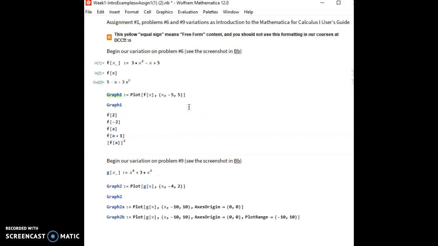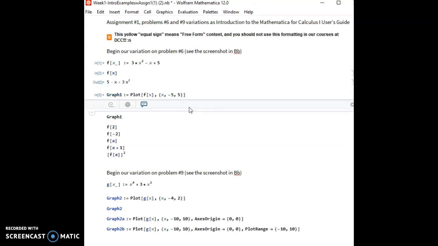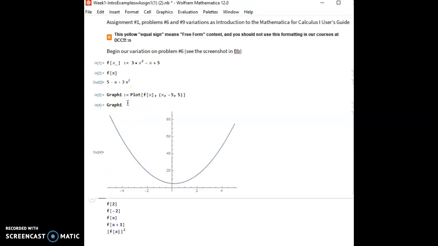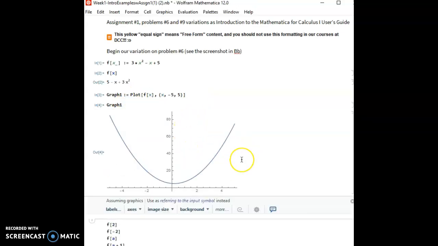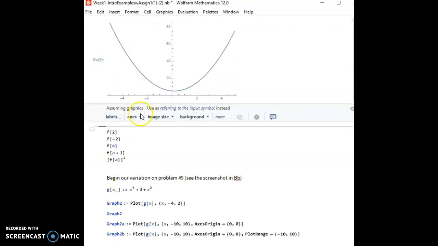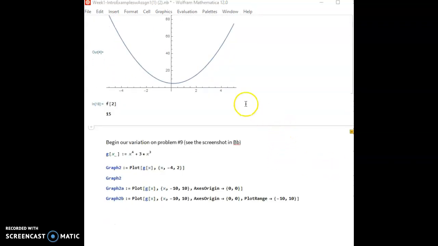Now, I did a plot of a graph of this function from -5 to 5. And then I named that graph 1. And then you can see there's the graph from -5 to 5 of the parabolic function. Now, the exercise asked us to find the value of the function when x equals 2.